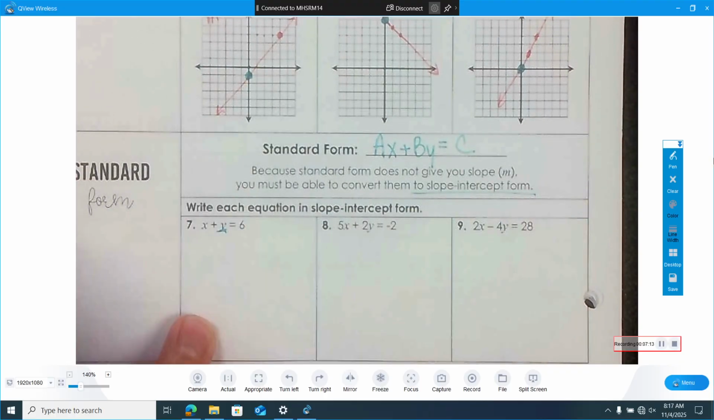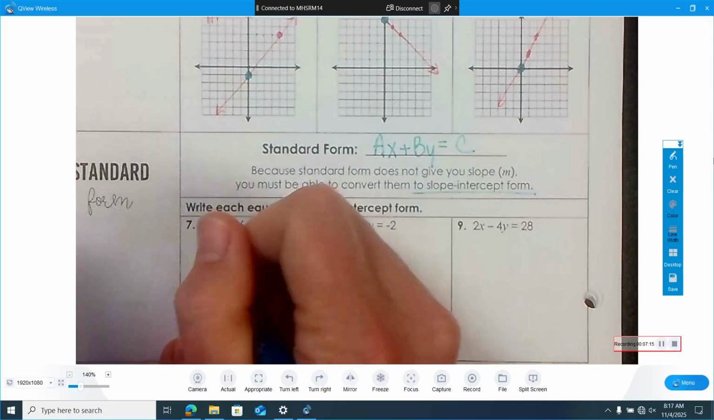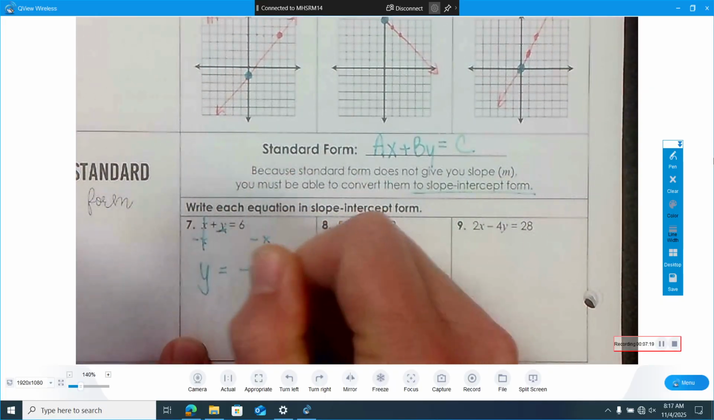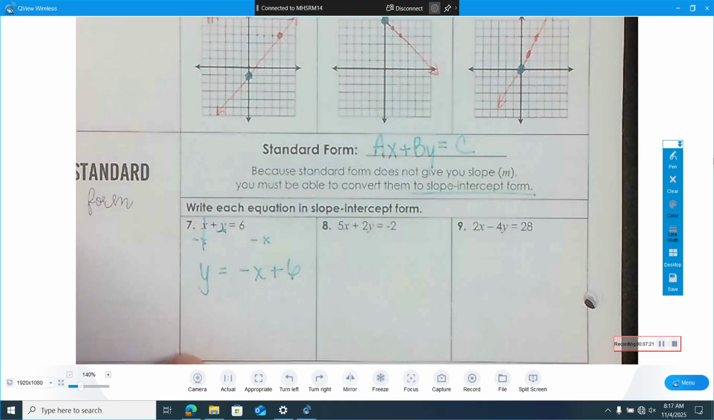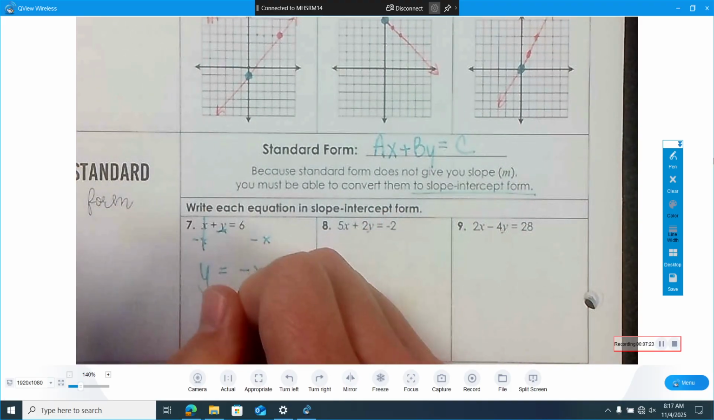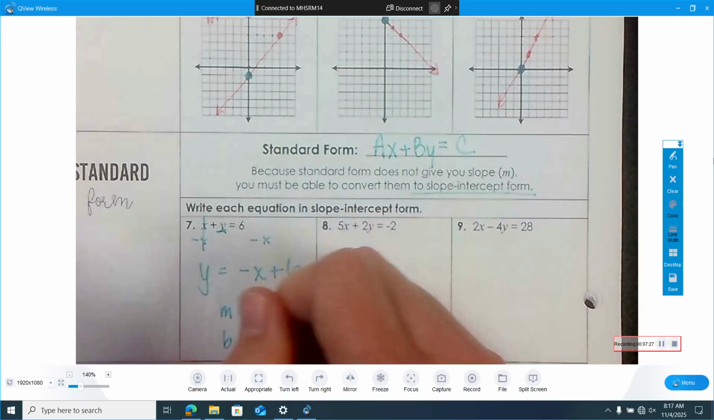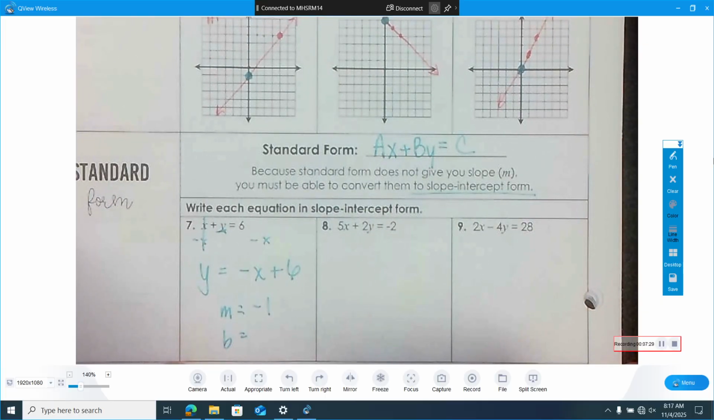y. How do I get y by itself here on number 7? Yeah, subtract the x from both sides. So I have y equals negative x and a positive 6. What is the m and what is the b? What is the slope and what is the y-intercept? M is negative 1. And then b is 6.